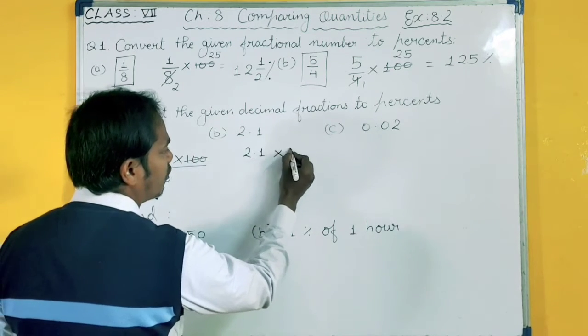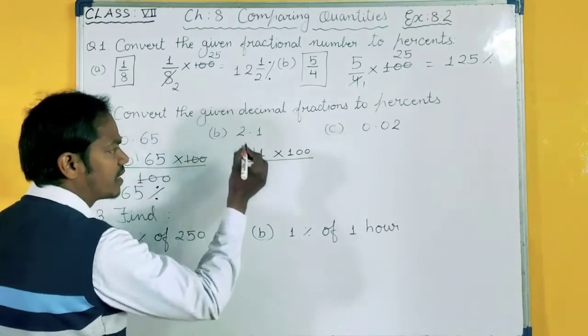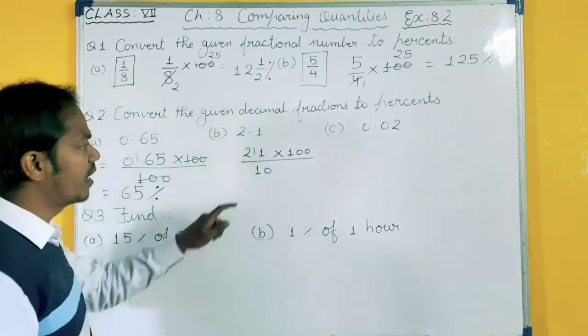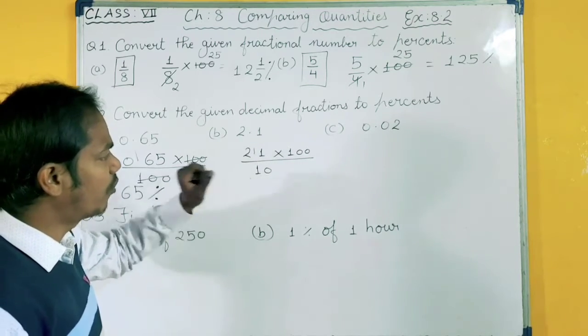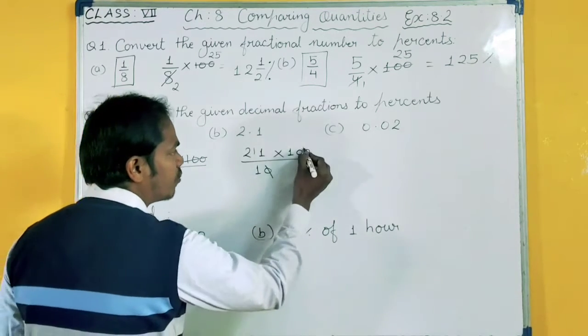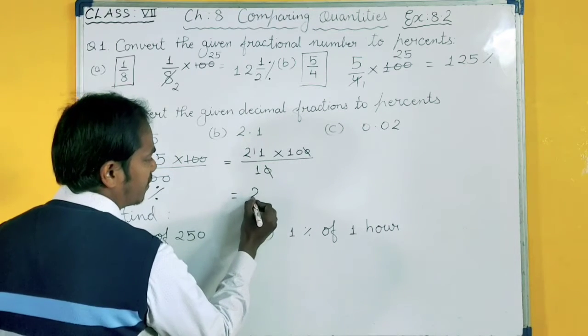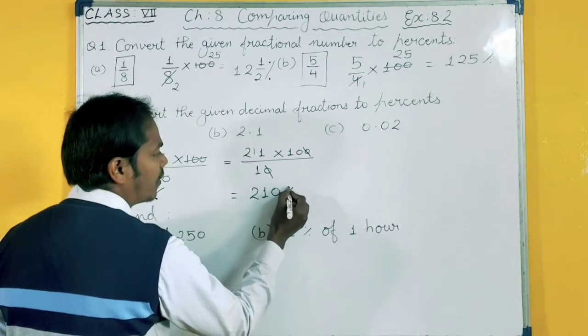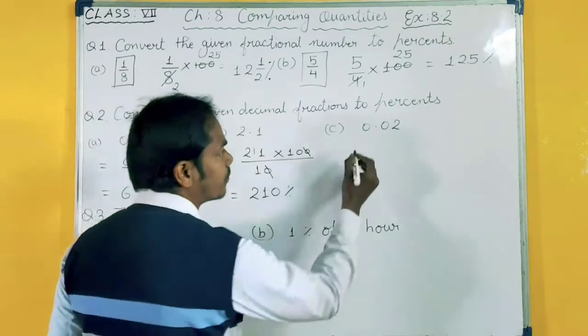Here also the same. 2.1 to convert into percentage, multiply by 100. I will remove this decimal and write here 10. Why? After the decimal only one value is there. So I will put 10. 10 to 10 cut. Now what is remaining? 21 multiplied by 10. So it will become 210%.